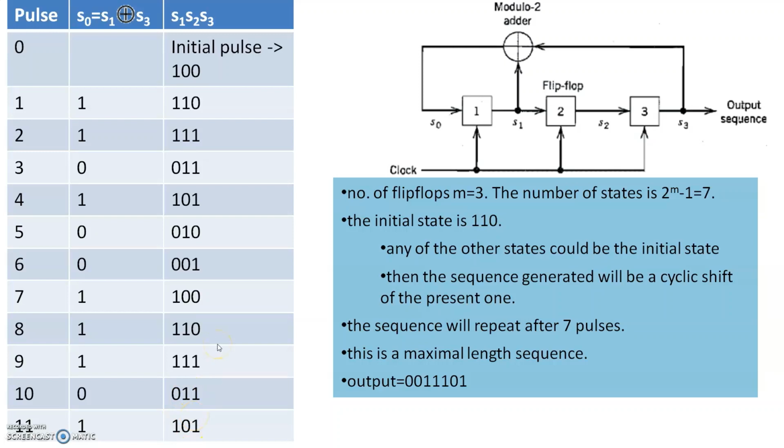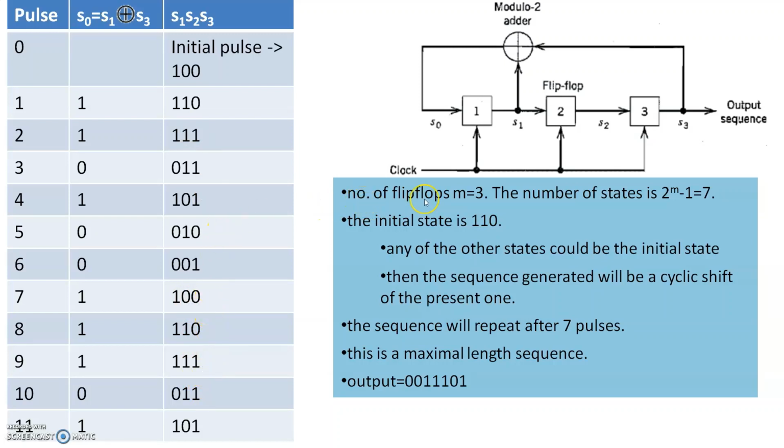If you have any doubt in this calculation, please pause the video and go through this table one more time, because you have to be very thorough with writing the table. Now, let us see. We see that the initial condition is 1, 0, 0, and this is repeated after 1, 2, 3, 4, 5, 6, 7 pulses. So after 7 pulses, we see that the sequence is repeated. See, 1, 0, 0, again 1, 1, 0, again 1, 1, 1, it is repeated.